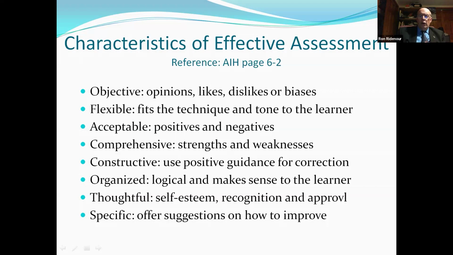And specific, offer suggestions on how to improve. Just don't say that was a lousy landing and walk away. Try to offer suggestions about how they can improve that landing. If you'd flared so that you stopped the flare at a foot off the ground instead of stopping the flare at 3 feet off the ground, it wouldn't have impacted the ground so hard. So try to offer suggestions about how they can improve their performance.